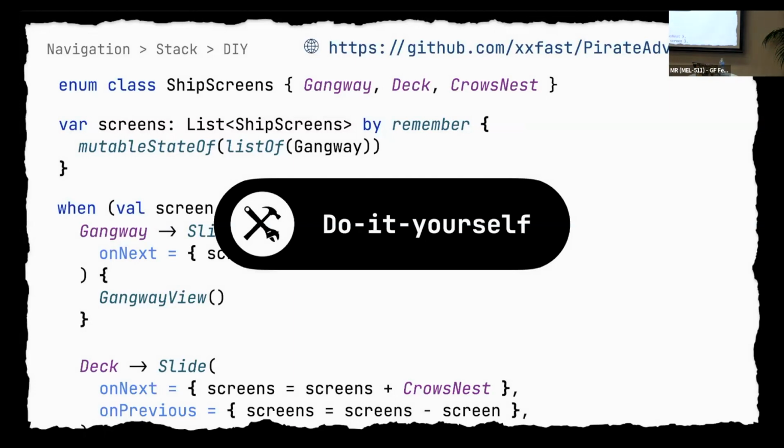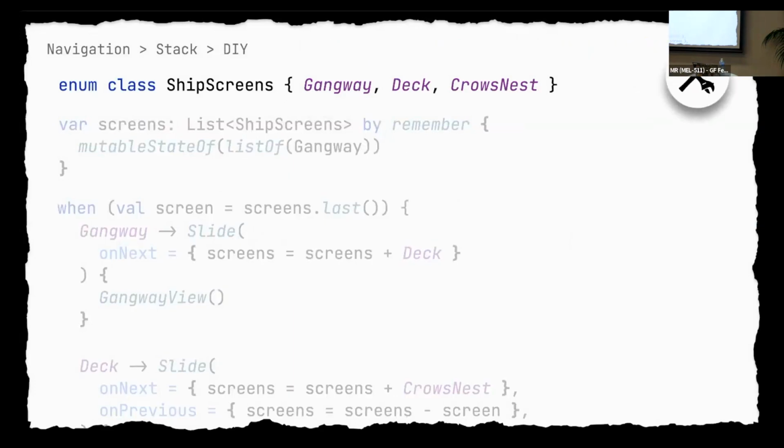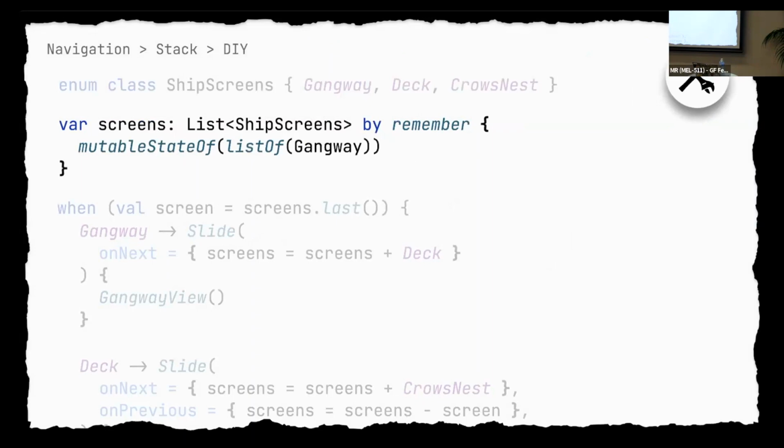All right, now that we know what we're trying to solve, let's just see how hard it is to do this ourselves. So here I have a simple Compose application. And here I'm using a simple enum class to represent different screens that I want to go to. So in this case, I have 3 screens. And in order to manage that stack that you previously saw, I'm just going to use a simple list. Just going to keep it simple.